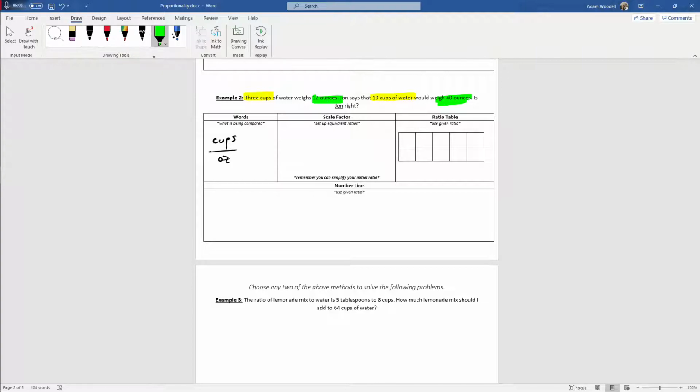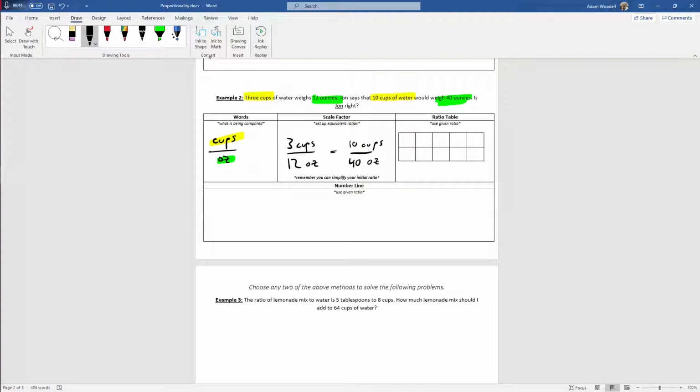Cups over ounces, if we want to keep color coding, we can, right? Cups we said was yellow. Ounces we said were green. So my equivalent ratios, well, let's pick something with cups. Well, 3 cups over how many ounces? 12 ounces. And that's going to be equal to some other ratio of cups and ounces. In this case, we've got 10 cups and we've got 40 ounces. So I want to know, it looks like 40 OZ, huh? I want to know if these are equivalent ratios.